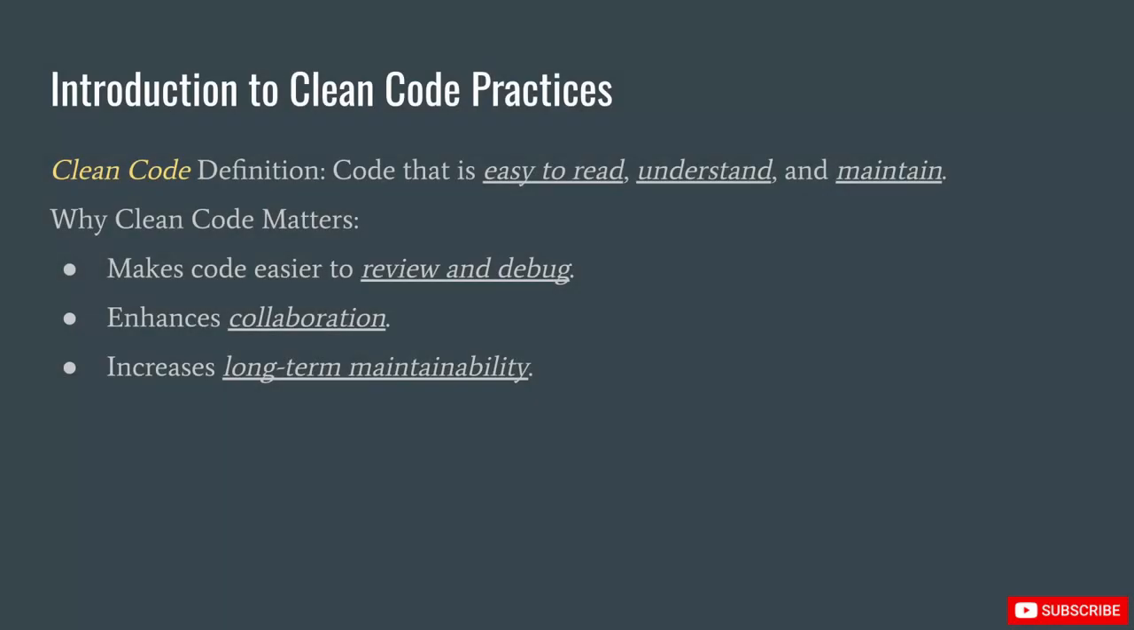Clean code is essentially code that's easy to read, understand, and maintain. But why is clean code so important? First, it makes the code easier to review and debug, which saves time in the long run. It also improves collaboration, allowing team members to work together more effectively.